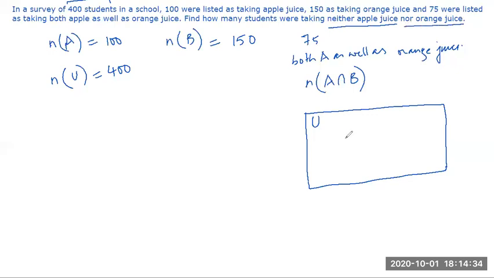Now he asks, how many students were taking neither apple juice nor orange juice? Neither apple juice means they are not taking apple juice. How many are taking apple juice? 100. Those who are not taking apple juice will be the complement of A. Now it says orange juice. Who are taking orange juice is B, and who are not taking orange juice is B complement. So neither apple juice nor orange juice is basically A complement intersection B complement.